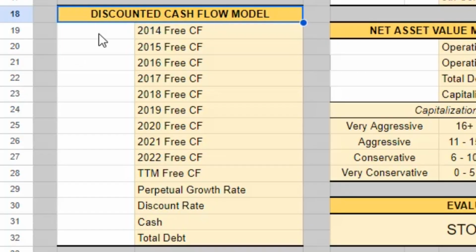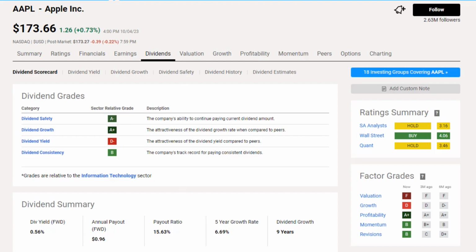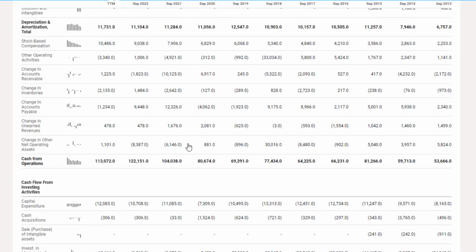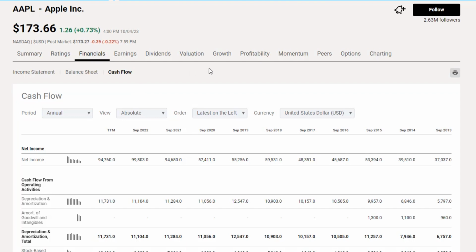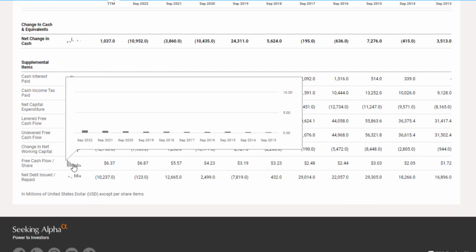The discounted cash flow model, we have to find at least 10 years of free cash flow. And we can actually find that on Seeking Alpha as well. One of the reasons I like Seeking Alpha so much is there's so much data that you can find just on one website, and you don't have to have 15 different tabs open. You can just use Seeking Alpha. Under their financials tab, under cash flow, if we come down to the supplemental items, we see free cash flow per share. You can see that they're growing their free cash flow per share at a pretty good rate here.